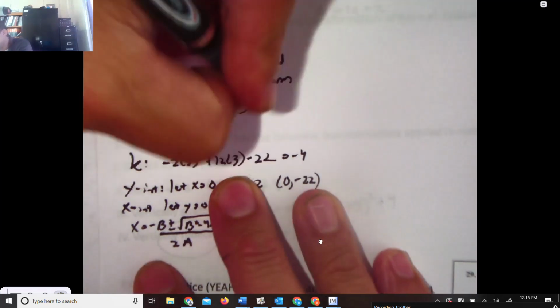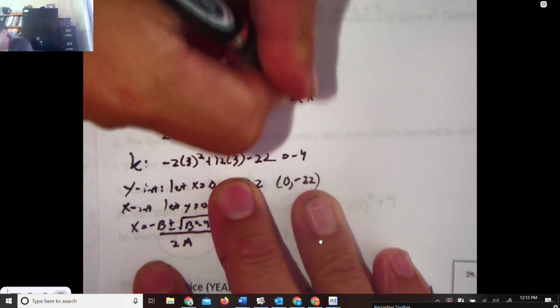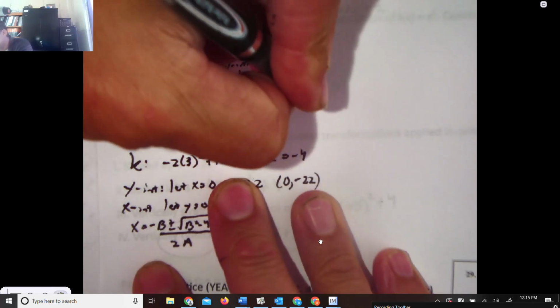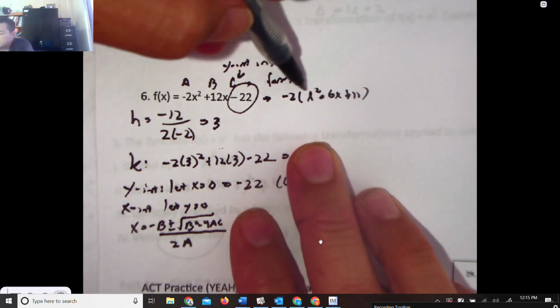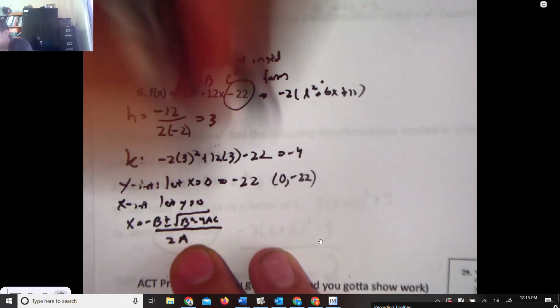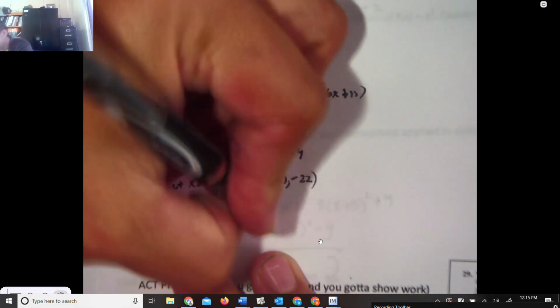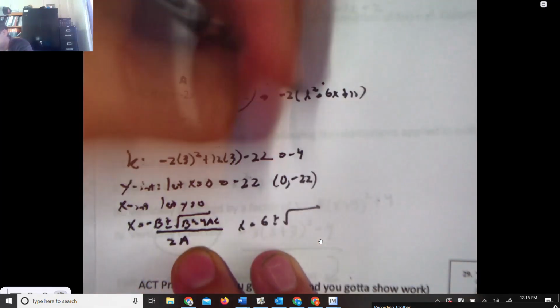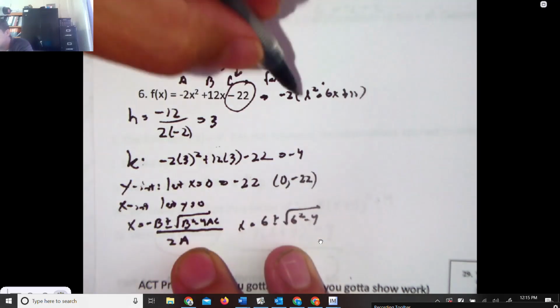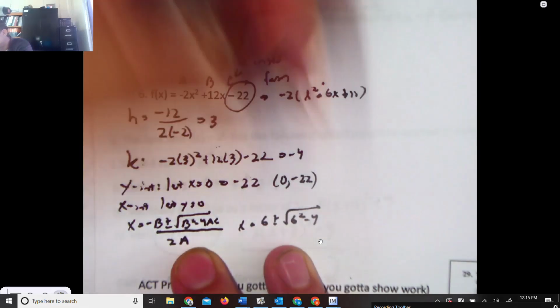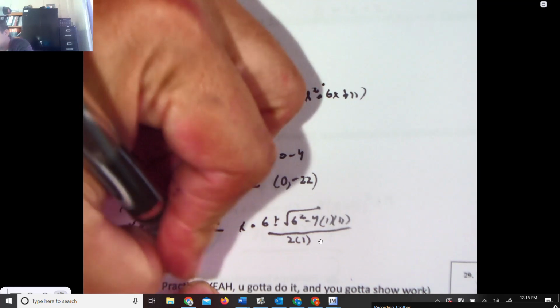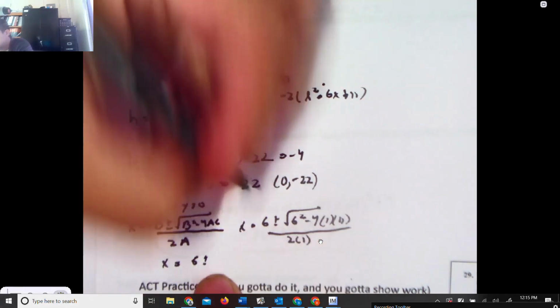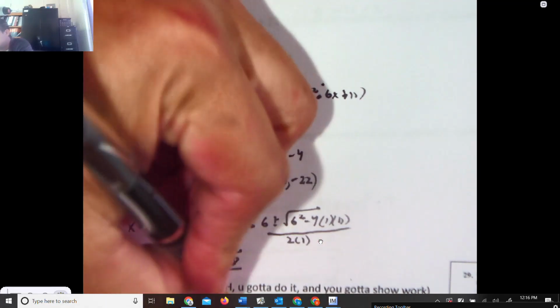I can pull a negative 2 at that, and then A is 1, B is negative 6, and C is 11. So opposite B would be positive 6 plus or minus the square root of 6 squared minus 4 times A, which is 1, times C, which is 11, all sitting over twice A. And what I get here is x is 6 plus or minus the root of 36 minus 44, the root of negative 8, over 2.